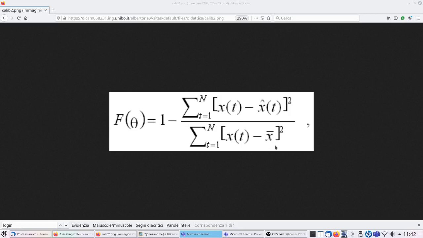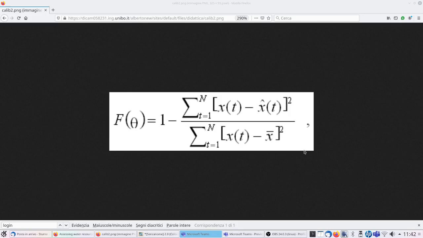So I was saying the denominator is fully independent of the model, it's just dependent on the data. It's something that you can estimate once you have your river flow data available. Now, the sum of squares is rescaled by the squared differences of observations minus the average, and you see that this is given a negative sign, it is subtracted from 1.